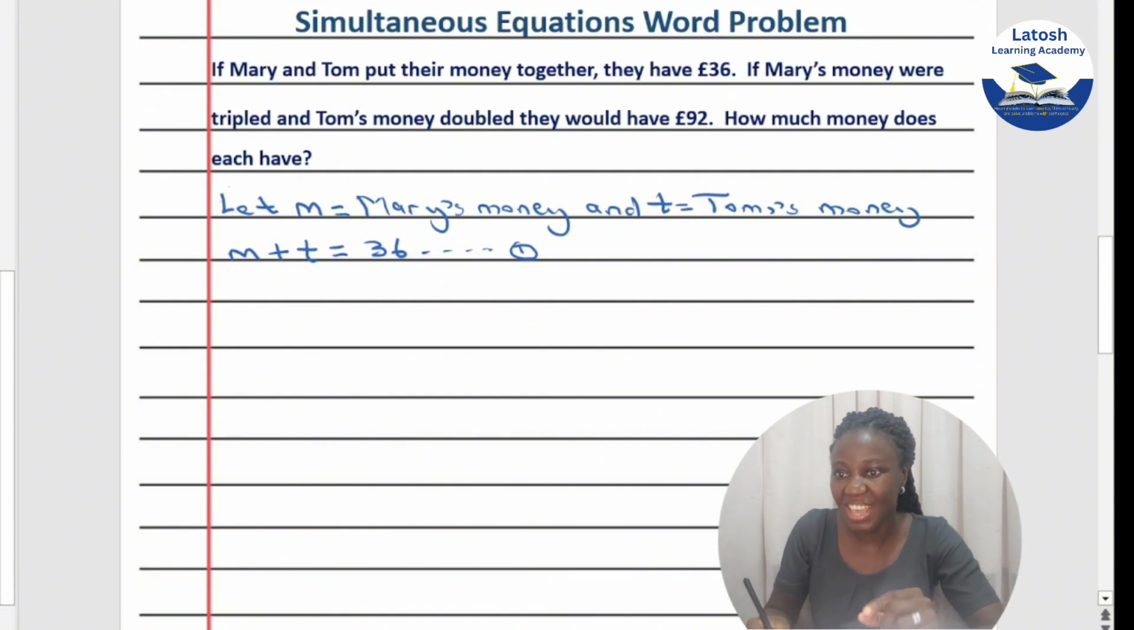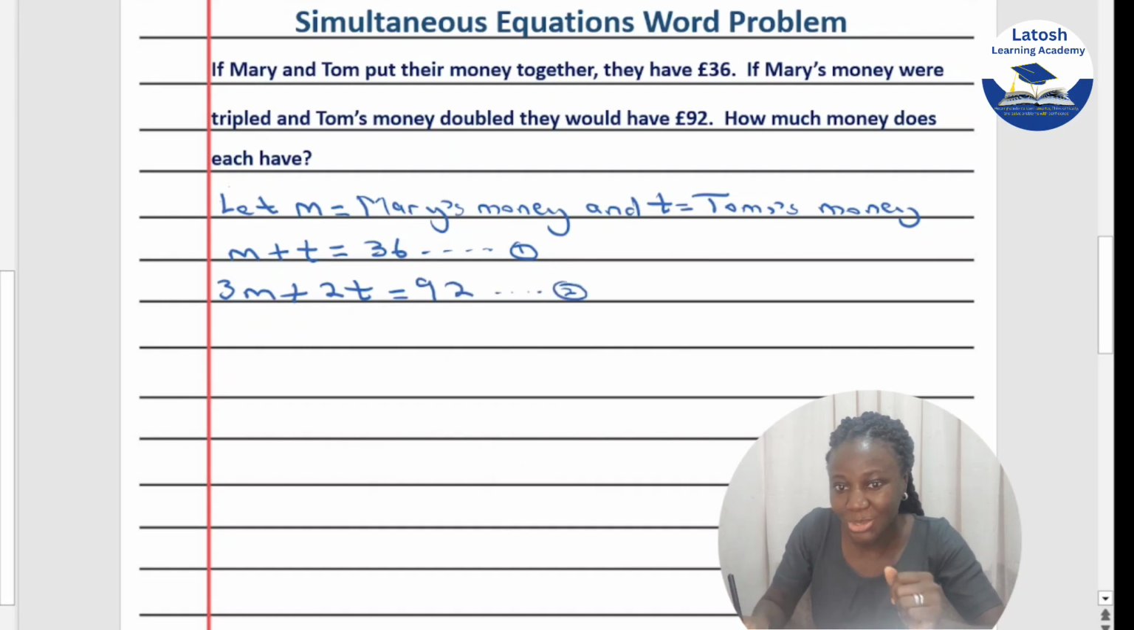Now the second sentence: if Mary's money were tripled, Mary's money we don't know is M, it was tripled. This is 3M. And Tom's money doubled. If you double something, you multiply it by 2. It means 2 times T, that's 2T. They put that together too, and this gives us 92, meaning 3M plus 2T is equal to 92 pounds. Let's call this equation 2.